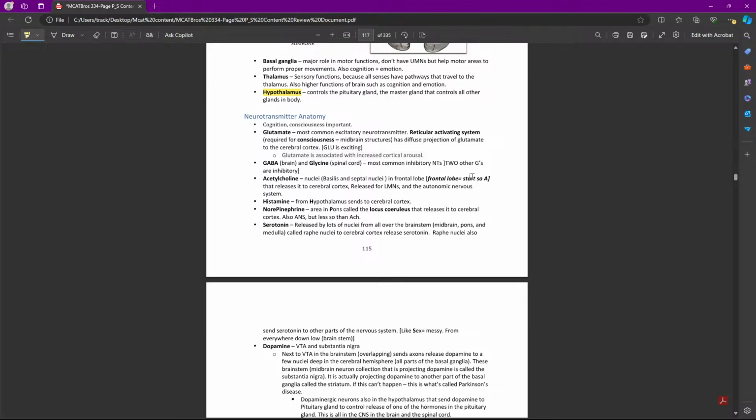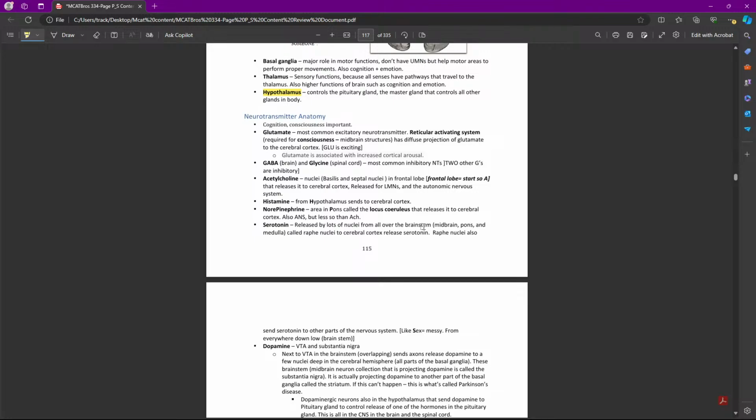Frontal lobe starts so A. Histamine goes from the hypothalamus to the cerebral cortex. Histamine is used by white blood cells for signaling. Norepinephrine is used in the pons, in the locus coeruleus. It's used for the autonomic nervous system.